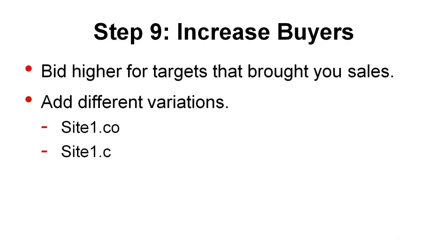We can also add in different variations for our buyer's domain. So if site1.com is bringing us sales consistently, we can add in more variations like site1.co and site1.c. Generally speaking, the variation domains don't get as much competition, so it's really a good way to get more traffic, and you can make a much higher ROI with it.